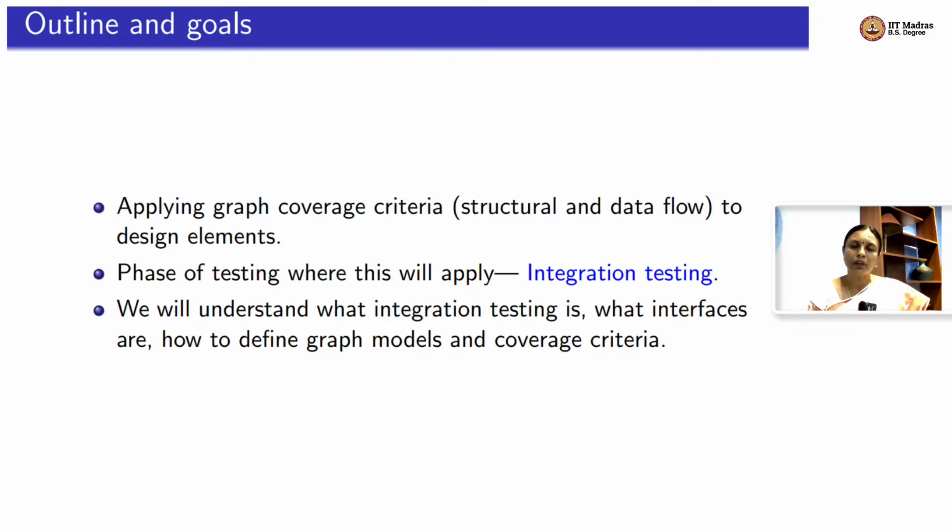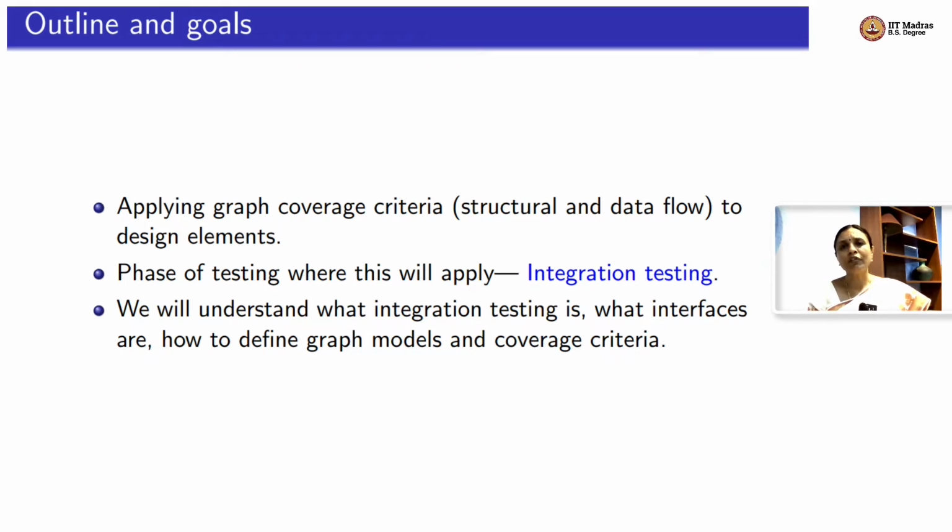So we learned graph coverage criteria, structural and data flow. We applied it at the unit level within a method, within a function. Now we are going to apply it for call interfaces or at the design integration level, where one method calls another method, and we would still like to consider structural, more importantly, data flow graph coverage criteria on them.